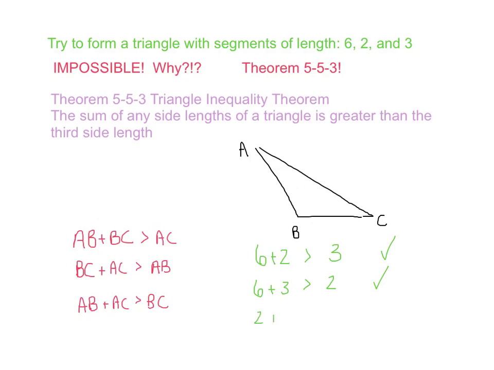Now the last one. You need to add up 2 plus 3. Is this greater than 6? No, it is not. And that is the reason why you cannot form a triangle with these side lengths. It's because the 6 is larger than the 2 plus 3, which is 5.